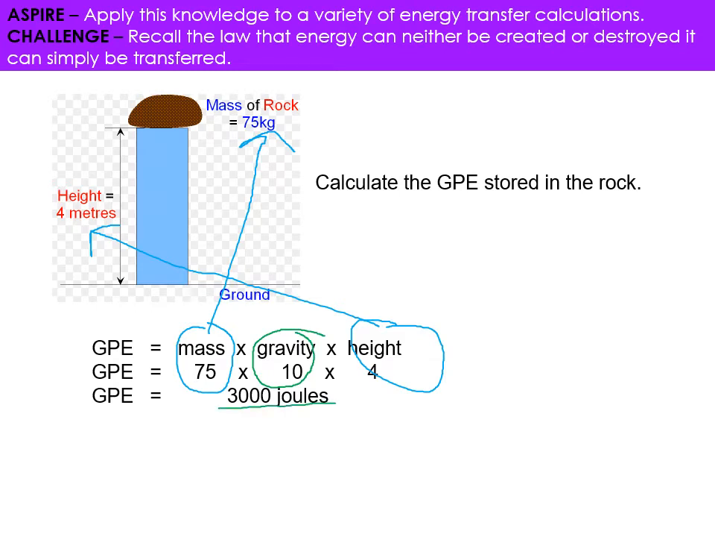Now, sometimes what we could do is convert that into kilojoules. So it's 3 kilojoules or 3,000 joules, because there are 1,000 joules in a kilojoule. There we go. So we've used the gravitational potential energy calculation.